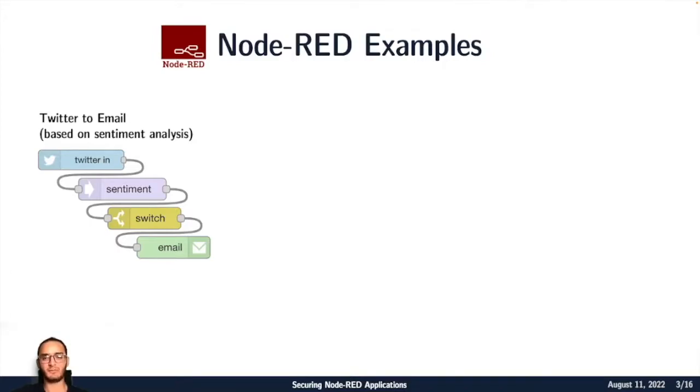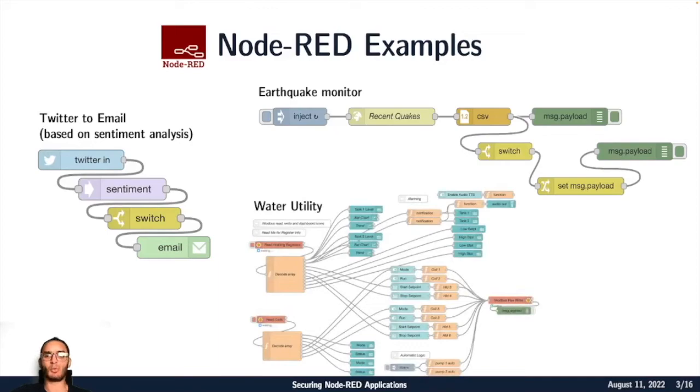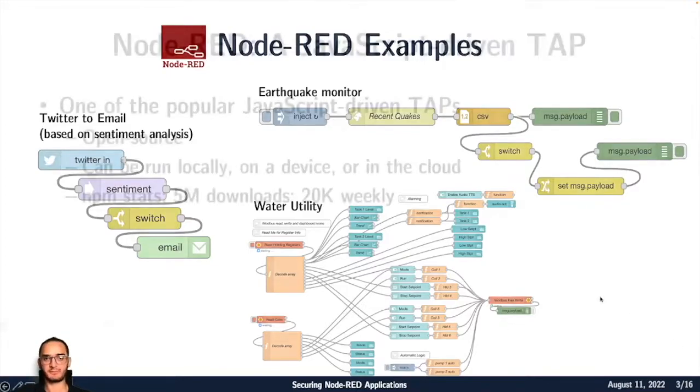In this example, once a new tweet is posted, if it's a positive tweet based on the sentiment analysis, it sends the tweet to the user. Another example is the earthquake monitor that prints an alarm to the user when there is a recent quake higher than a specific magnitude. The other one is a more complex flow, called the water utility for SCADA systems, monitoring the state of two water tanks and checking whether any of the pumps need to be started or stopped.